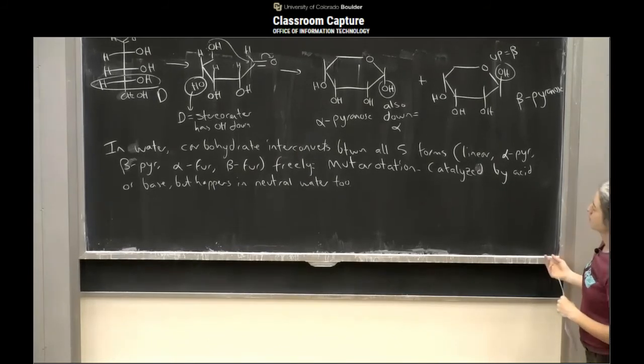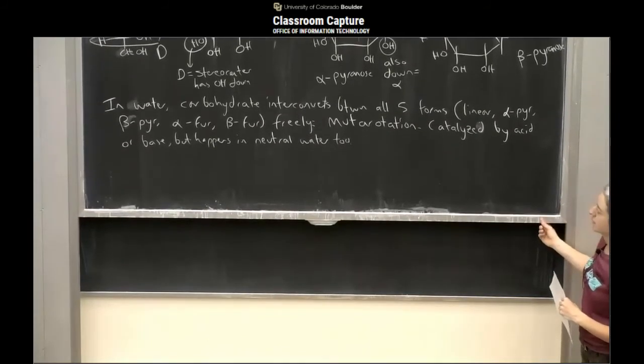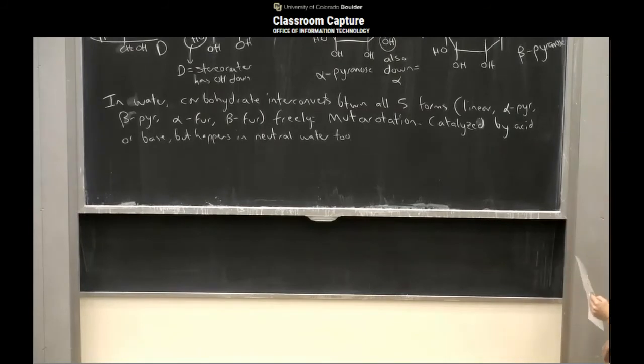So this is just something that carbohydrates do freely just because they have the functional groups for it, and a lot of the time it ends up being more stable to be a cyclic compound than a linear form.